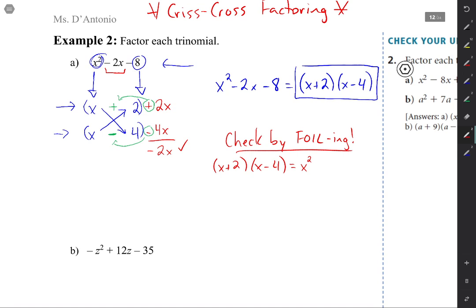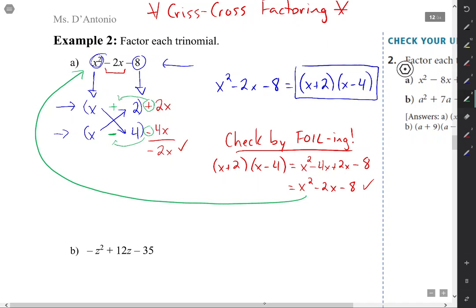Then we have the outside terms, x times negative 4, which would be negative 4x. Then we have the inside, which is 2 times x, which is plus 2x. And finally, 2 times negative 4, which would be negative 8. And now let's simplify this and see if we get our original trinomial. So we have x squared, then negative 4x plus 2x, that is equal to negative 2x, and then minus 8. So yes, we get the original trinomial.